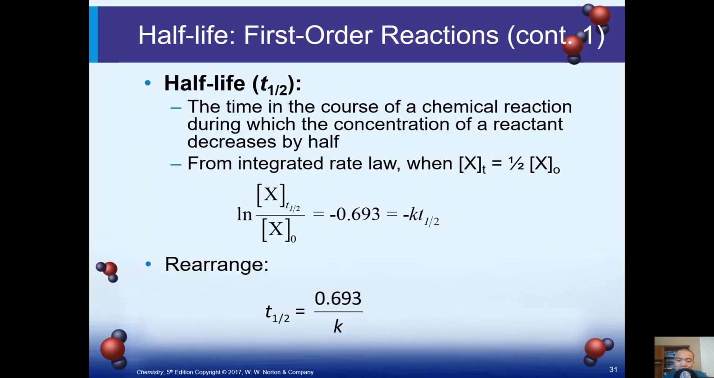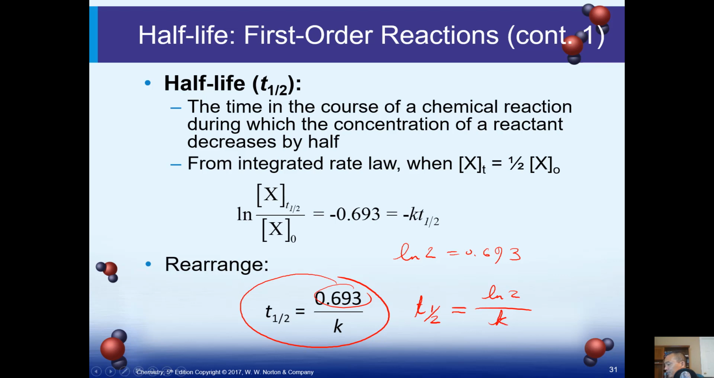As we just indicated, the half-life of a first order reaction is 0.693 over k, because the natural log of 2 is actually 0.693. So you can also write it as half-life is natural log of 2 over k. They are exactly the same.